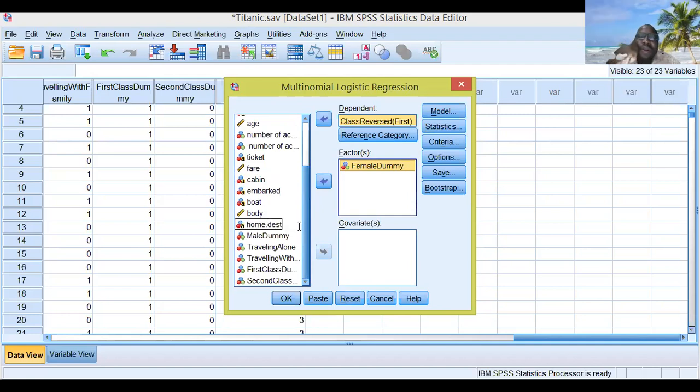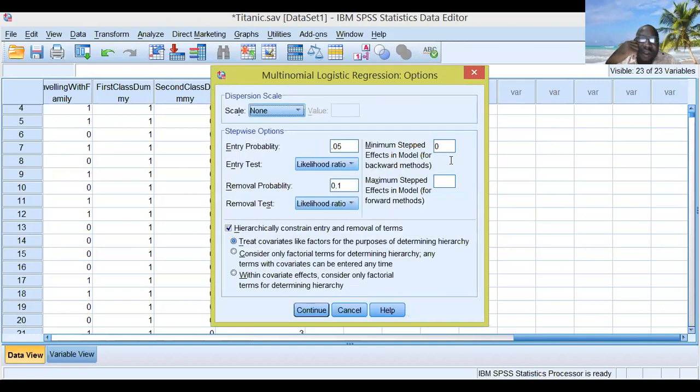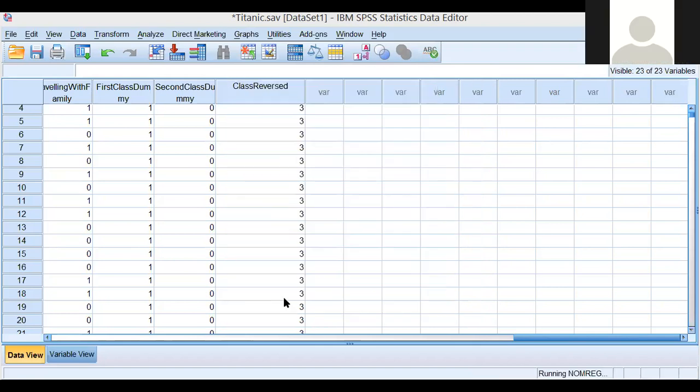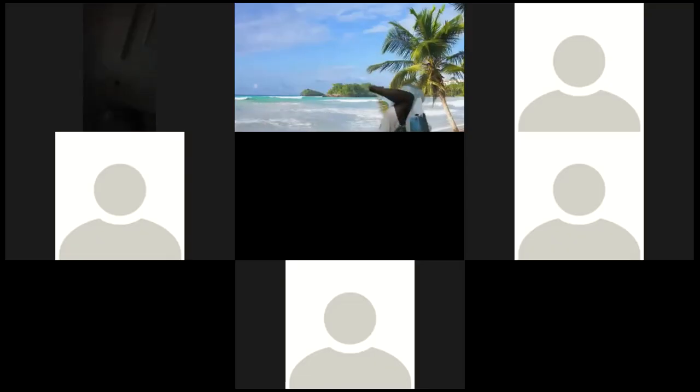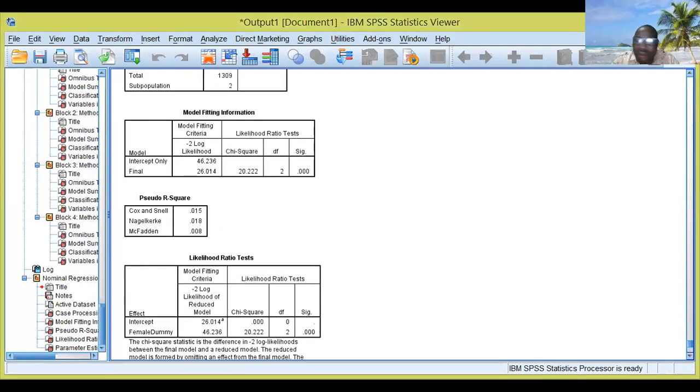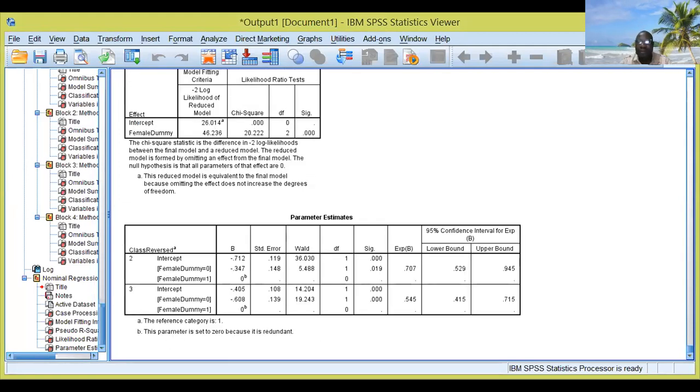Click on the option. Is it giving you the odds ratio or whatever? It's not. Just click continue. Click OK. Let's see the results. Let me stop sharing, and share again. Yes, scroll down. Let's see the last result. Can you see now?